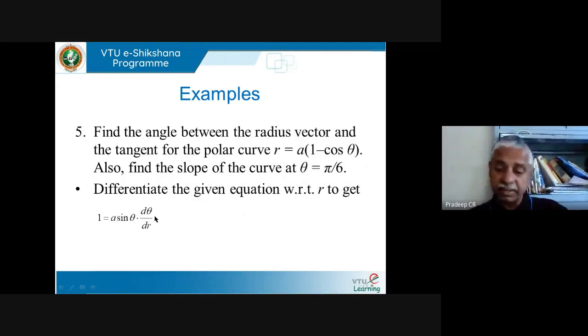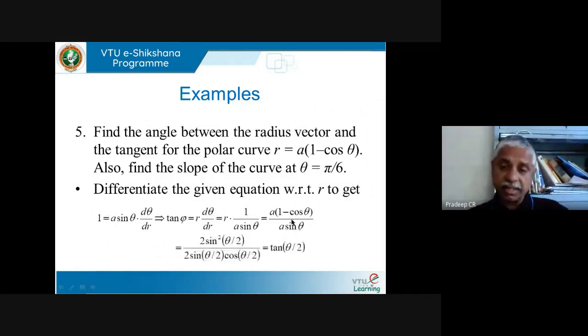And r d theta by dr is what I want to find, which is tan phi. Tan phi is r d theta by dr. So r into d theta by dr is r by a sine theta, and r is a into 1 minus cos theta. So I substitute the value of r here. The a gets cancelled, and you'll have to use trigonometric identities to somehow bring it to a standard form. Somehow I want tan here. So how do I do it?